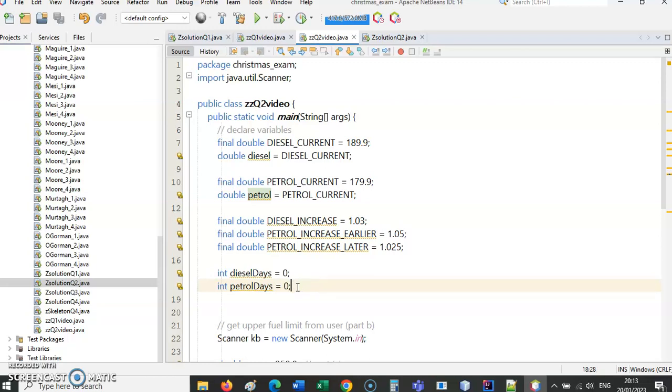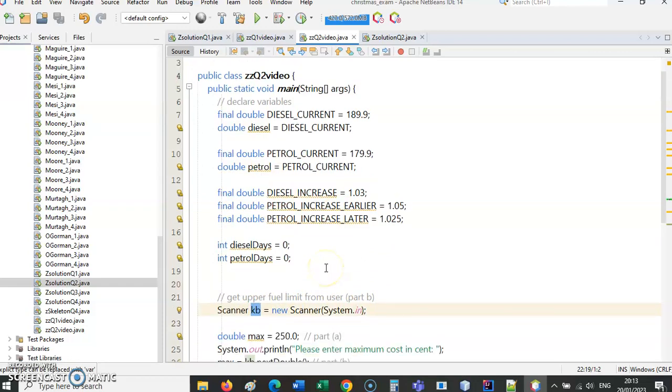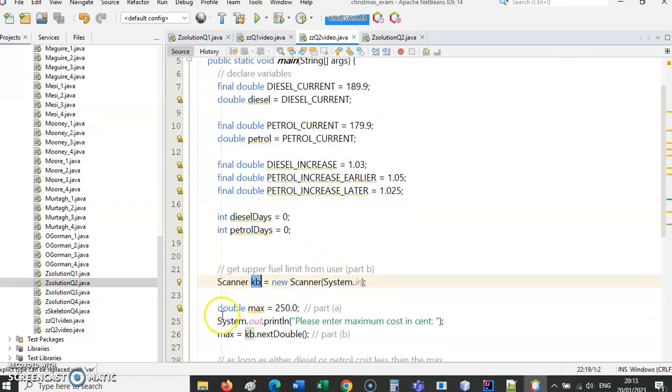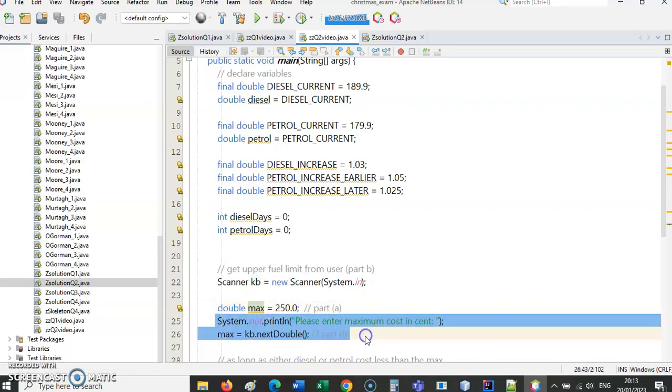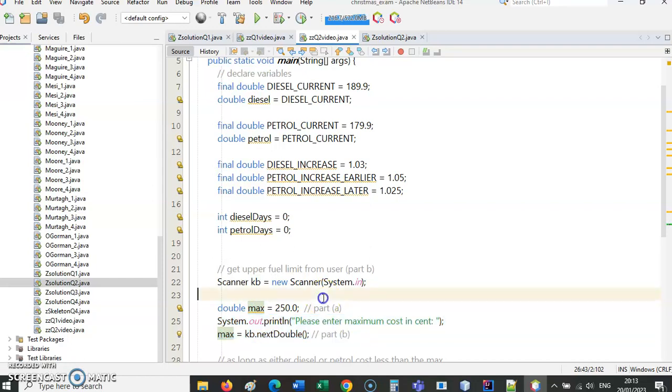In the case of part B, we will be getting the upper fuel limit from the user, so I'm going to need the Scanner utility from the library, and we'll create a scanner object called KB. In part A, I don't need a scanner at all. I can just hard code the value for max as 250, but I do need it for part B.